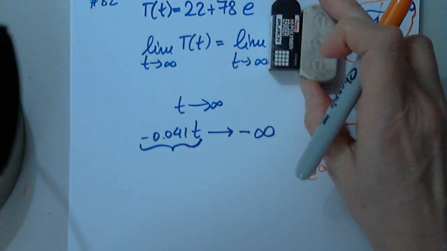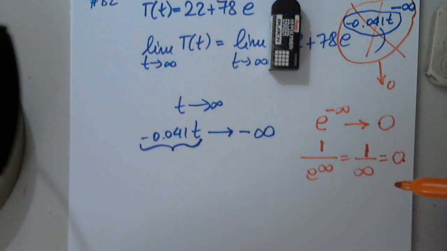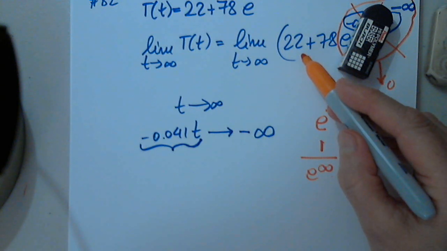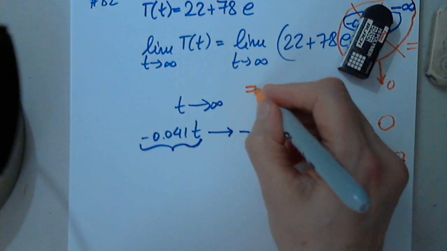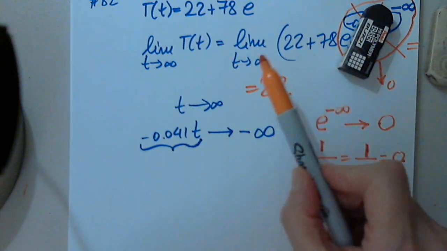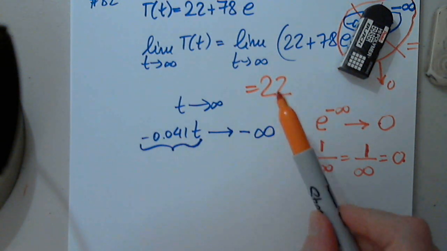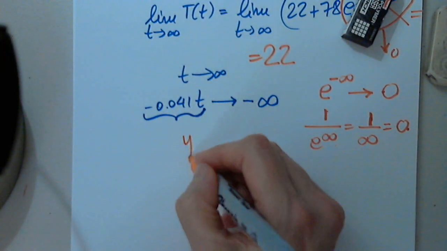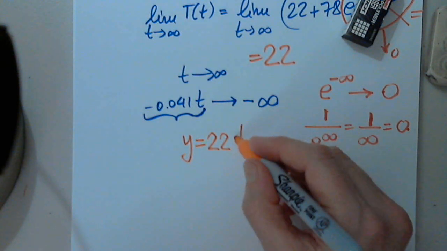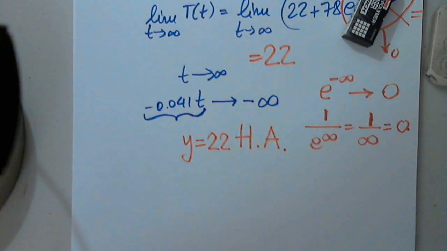Now let's continue. How much is 0 times 78? 0. Good. How much is 0 plus 22? 22. That's it. And we always say that the limit of a function as x or t approaches infinity is a number. What do we know about that number? Is it an asymptote? Yes, absolutely. It's a horizontal asymptote.